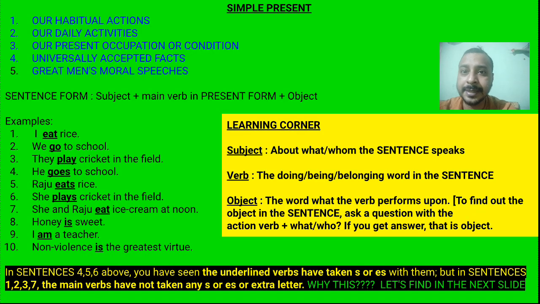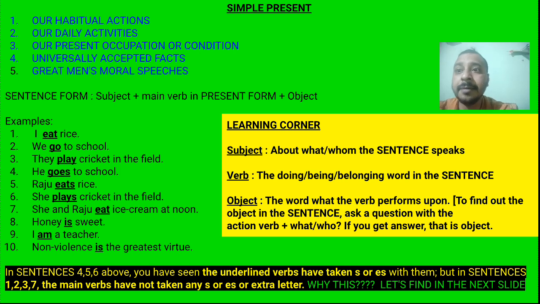Okay, simple present tense. First of all, we should know the use of simple present tense in our real life, because tenses and all the aspects of grammar are for real life uses. So first of all, I tell you where simple present tense is used in our real lives. I have given you 5 uses of it.